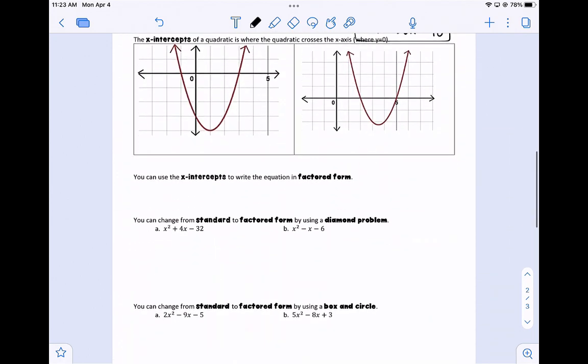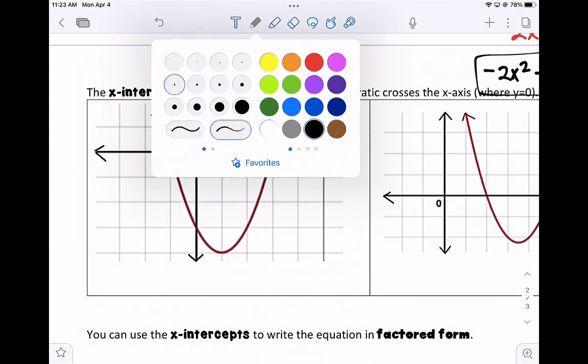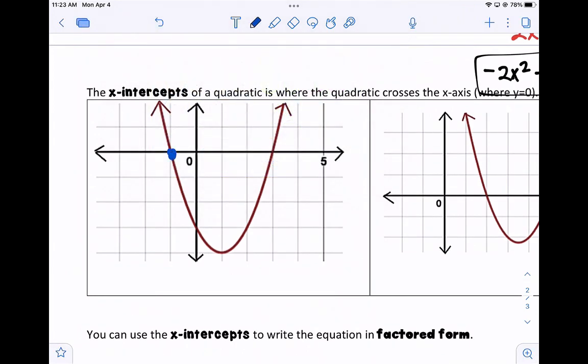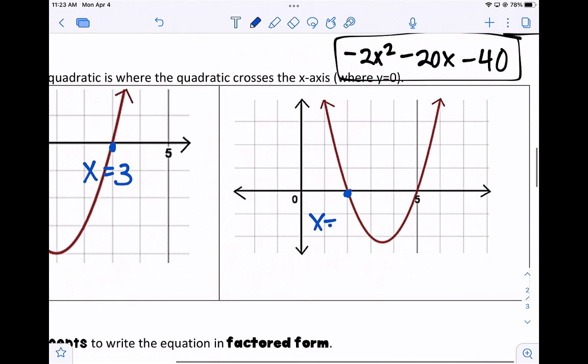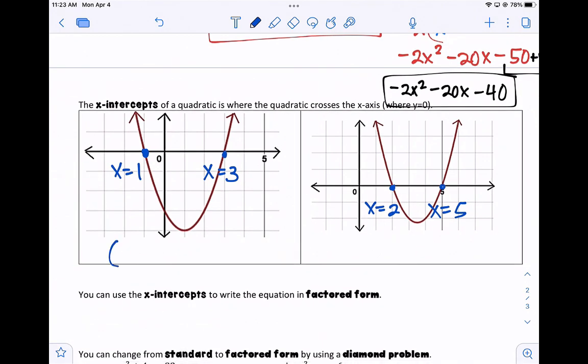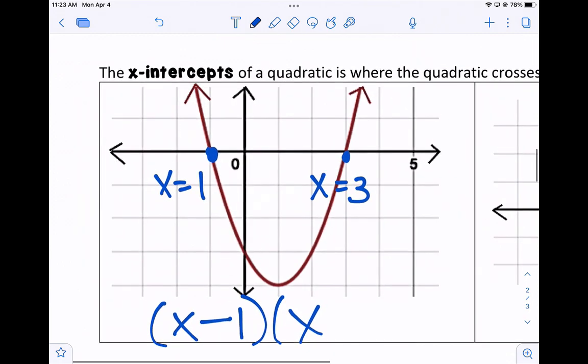On the next page is the x-intercepts. The x-intercepts of a quadratic are where the graph crosses the x-axis, where y equals 0. The first one is at 1, and the second one is at 3. For our second one, it's at 2 and at 5. To write the equation, it's x minus 1 and x... Oh, this should be -1, so I was wrong here.